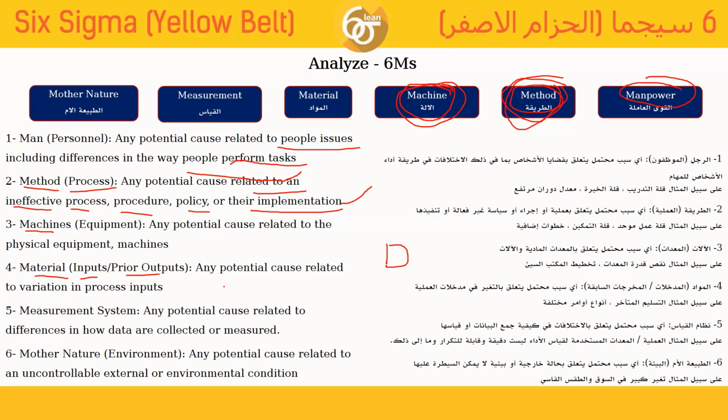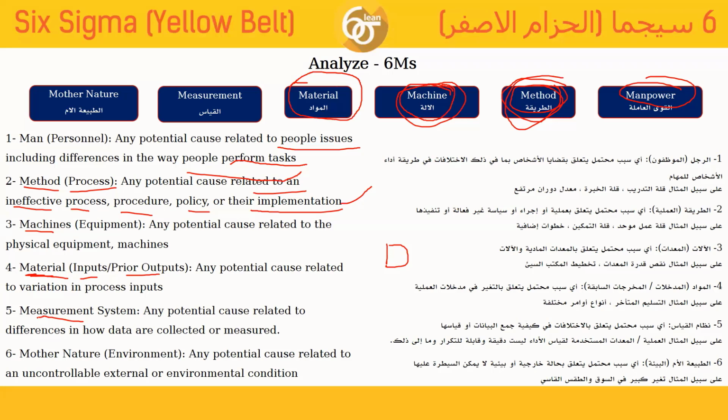So your problem may be in the material, or the raw material that you are putting as an input to the machine, and the output will have a defect. That means you have a problem in the material itself, in the raw material itself.